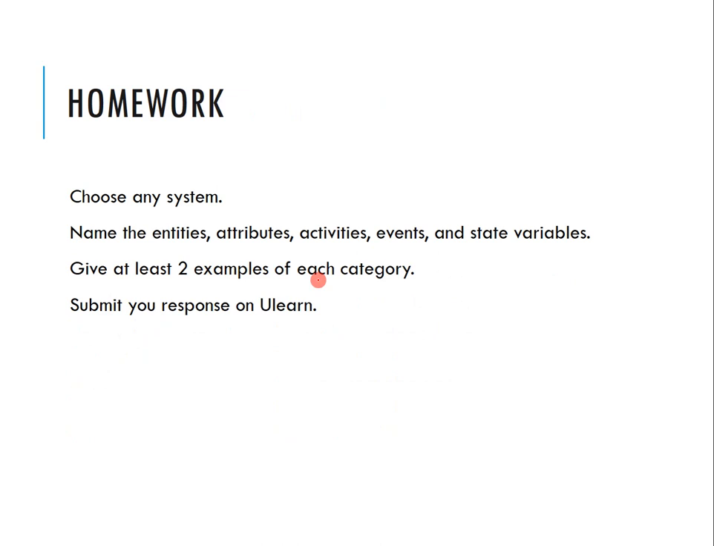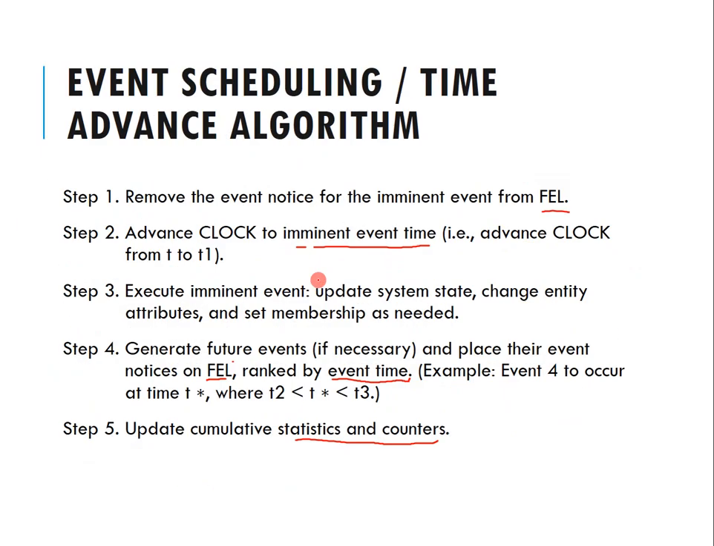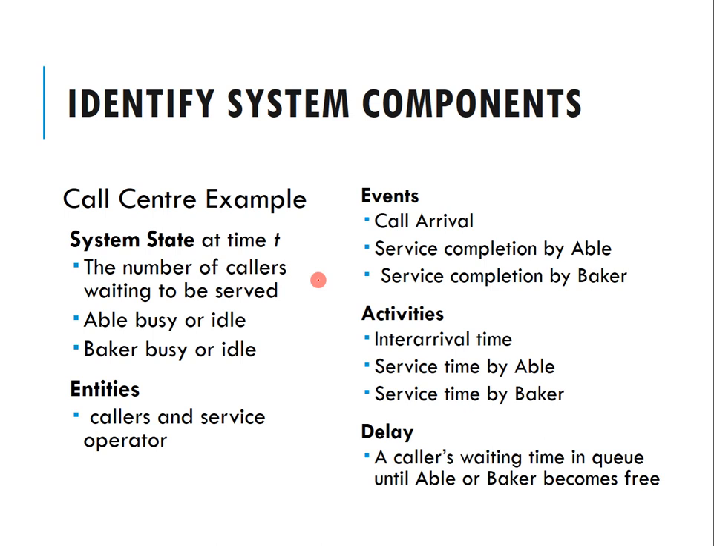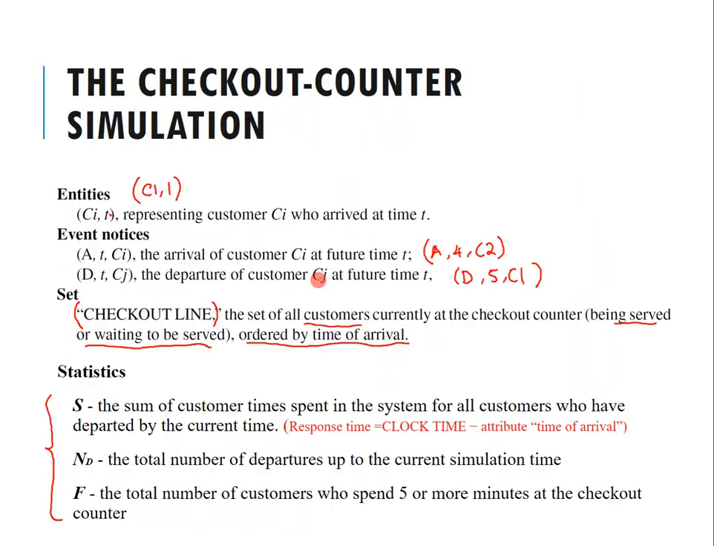As your homework for this week, you need to choose any system and describe the entities, attributes, activities, events, and state variables of the system. You have to give at least 2 examples of each category and submit your response on YouLearn. An example is like the one previously shown. You have to do something like this one: system, state, entities, events, activities. Look at what I asked for.